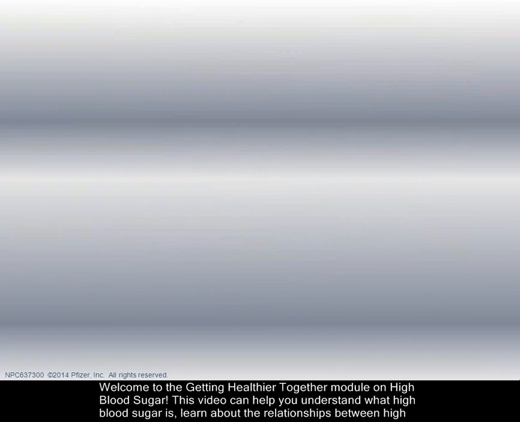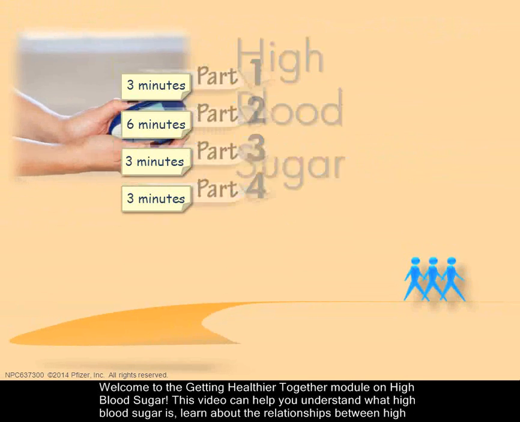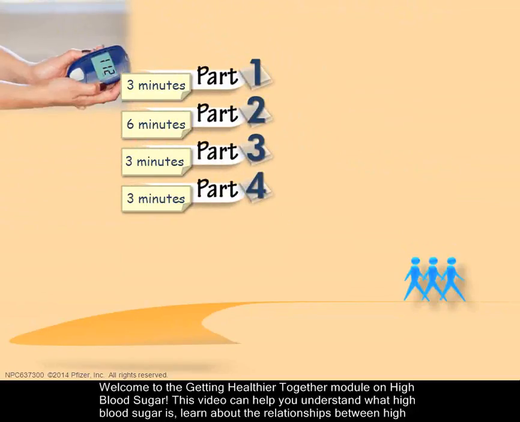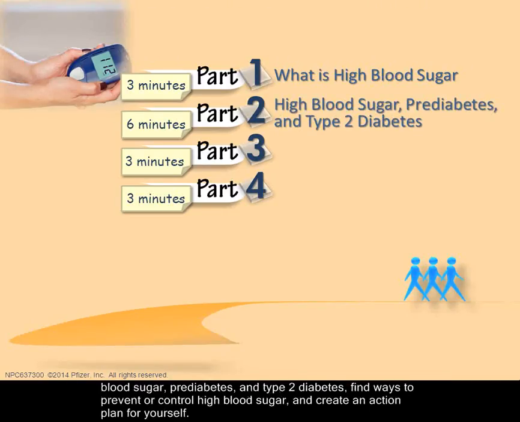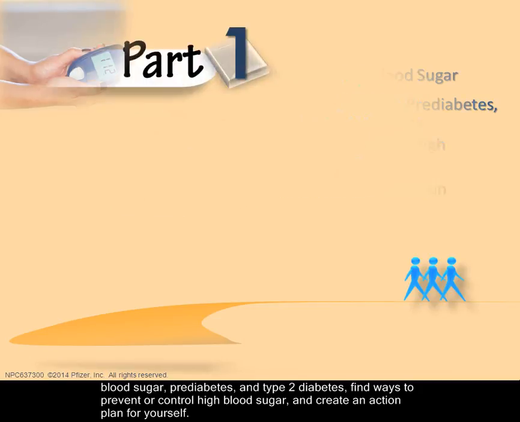Welcome to the Getting Healthier Together module on high blood sugar. This video can help you understand what high blood sugar is, learn about the relationships between high blood sugar, prediabetes, and type 2 diabetes, find ways to prevent or control high blood sugar, and create an action plan for yourself.